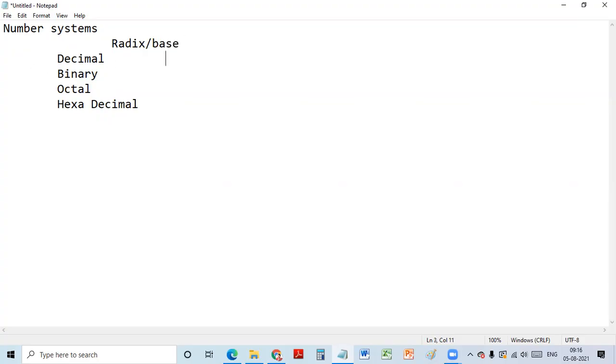So the base of the decimal number system is 10. It means it is using 10 distinct symbols to represent any number, right? So what are those? Those range from 0, 1 to 9, 5, 6, 7, 8, 9. 0 to 9. Coming to binary, its radix or base is 2. So it is using only 2 symbols, 0 or 1, for representing any number.